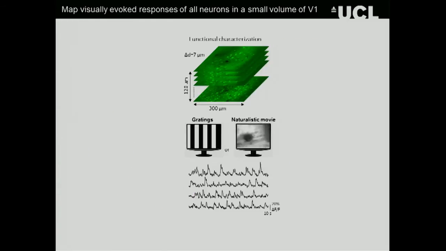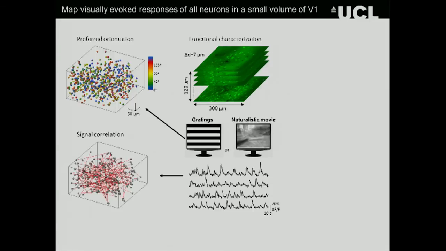We functionally characterize all the neurons in a small volume using calcium imaging. We step down 7 microns at a time and present 2 types of stimuli, both gratings and these naturalistic movies. From that, we get calcium signals for each of the neurons, and we can obtain the orientation preference of all the responsive neurons, but we also compute the signal correlation. That tells us how similarly responsive the neurons are to the natural movie. We argue that if neurons are similarly responsive to the natural movie, they will have similar receptive fields, and this captures some other aspect than orientation preference.